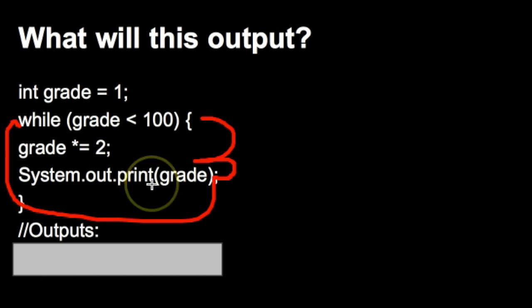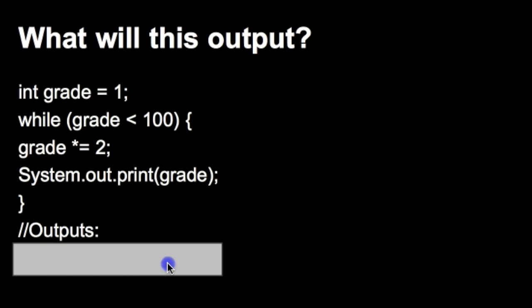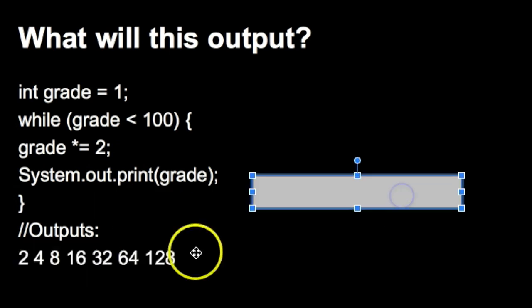So even though 128 is greater than 100, the update statement, or the increment operator, is before the print statement, so it is actually going to be 128. So if we go ahead and drag this off and see what this prints, we get 2, 4, 8, 16, 32, 64, and 128. And that's very simple.